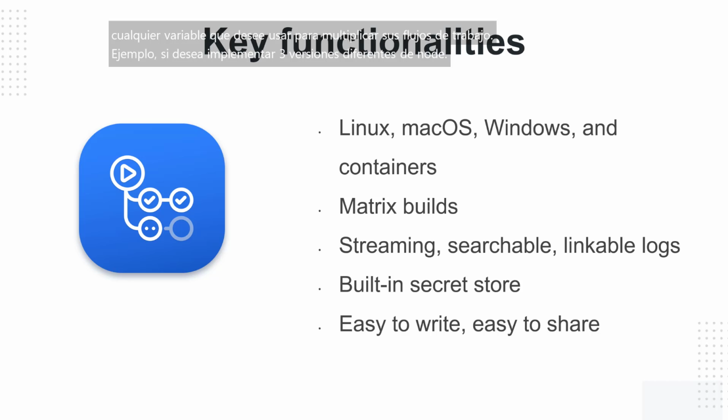Actions gives you real-time feedback with streaming logs that are searchable and deep linkable, so you can share a link to a specific line of a log with a friend to get help debugging a build. To help integrate with third-party services or deployment targets, every repo on GitHub has a built-in secret store, and Actions will substitute secrets for your tokens, encrypted tokens or private keys. And finally, because it's GitHub, Actions are easy to write and easy to share. Built on the YAML syntax. This is core to how software development works today.